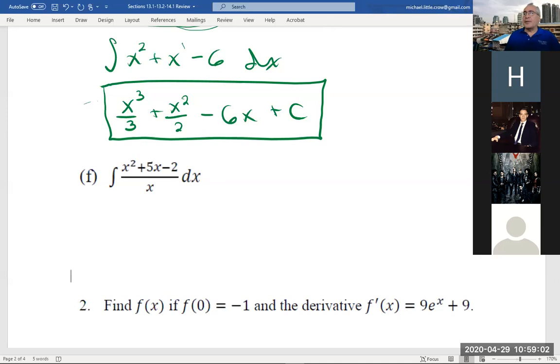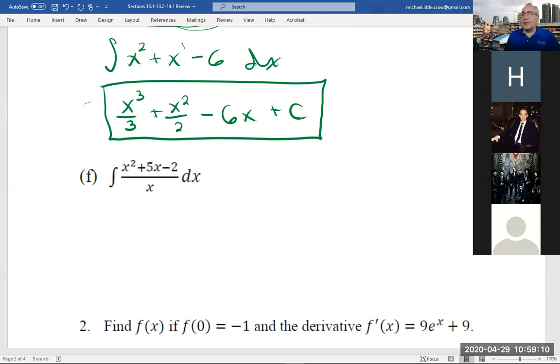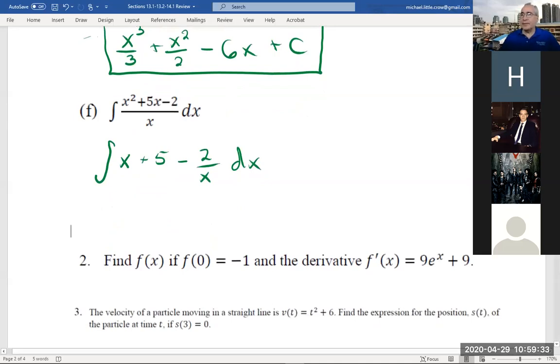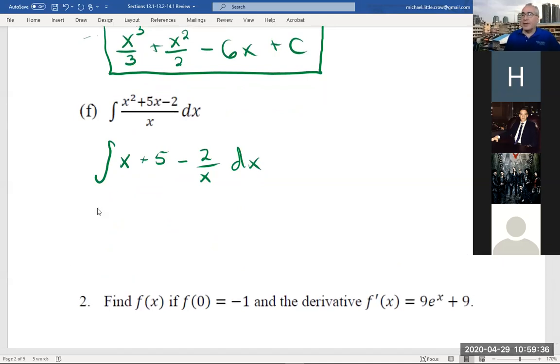So this one, what we want to do first is divide each of these by x so that we have 3 different terms. Okay, so this is not a U substitution. So x squared divided by x is x, 5x divided by x is 5, and negative 2 divided by x is negative 2 over x. If you want to write this as x to the minus 1, you could do that as well. So we have x plus 5 minus 2x to the minus 1.